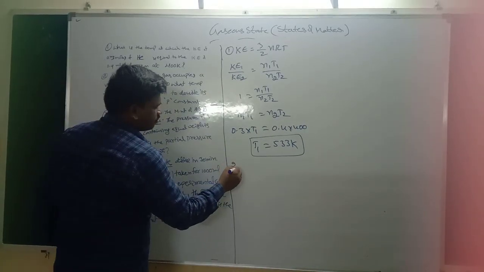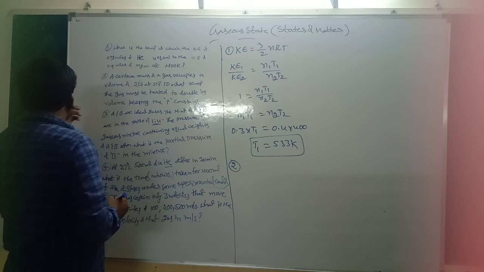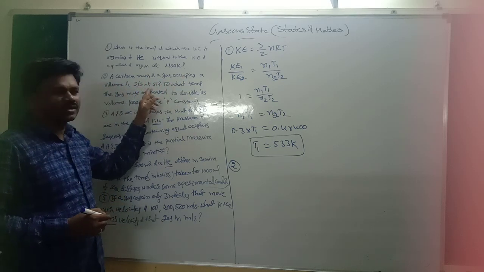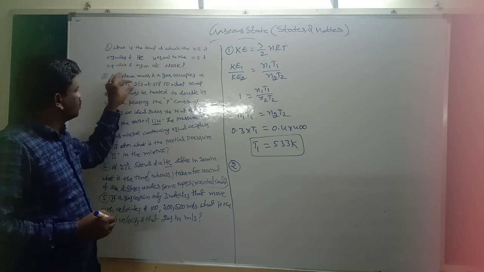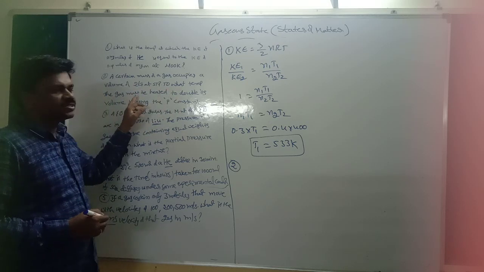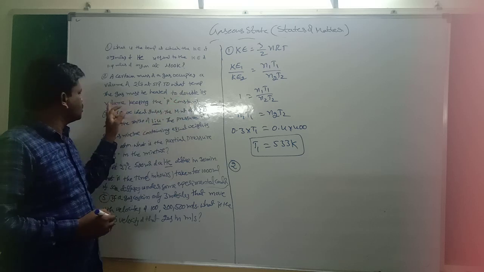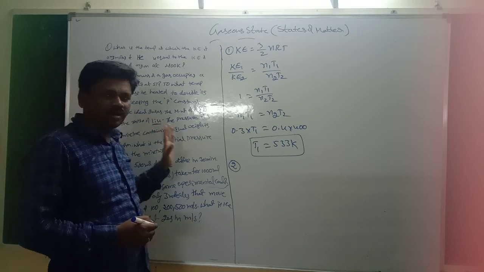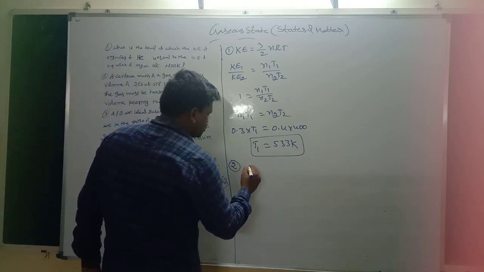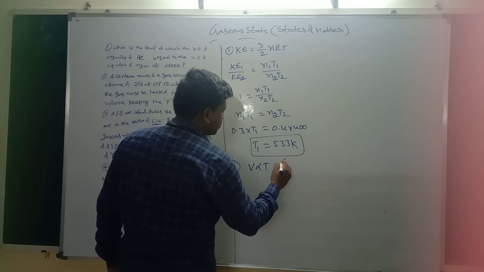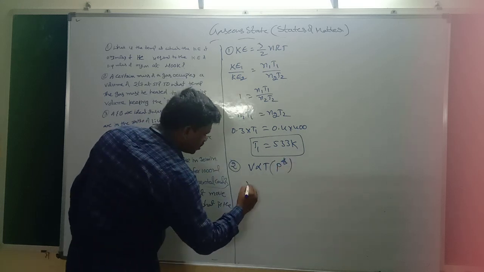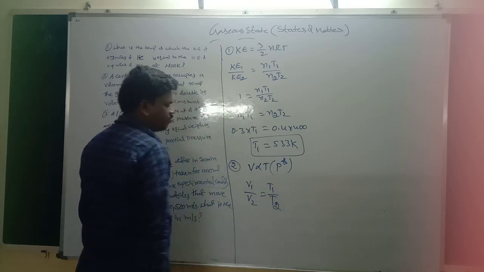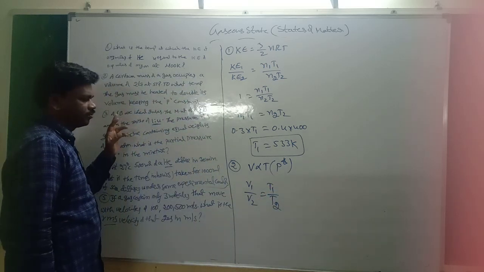And the second one: a certain mass of a gas occupies a volume of 2 liters at STP. To what temperature must the gas be heated to double its volume, keeping the pressure constant? According to Charles' law, at constant pressure, V is directly proportional to T. That means V1 by V2 equal to T1 by T2. This is the formula for the given problem.